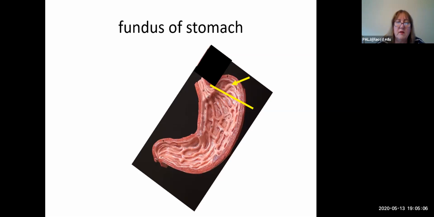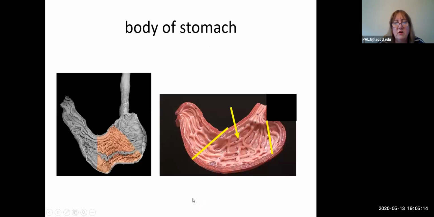Continuing on, the next thing we're going to do is find the lesser curvature and draw a line that is a continuation of the lesser curvature, something like that. The area between these two lines is known as the body of the stomach. As you can see, the body of the stomach is most of the stomach. This is where the food sits, for the food processing.